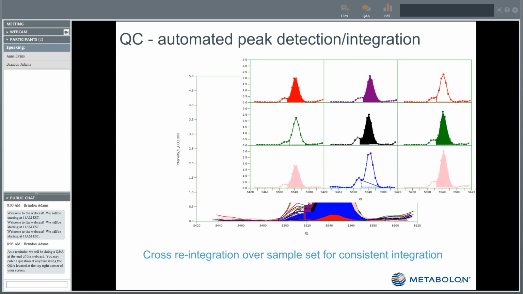Just putting this bit of quality control around how peaks are integrated within the study dropped our process variability 25%. So that was a significant amount of process variability being introduced by these automated programs.